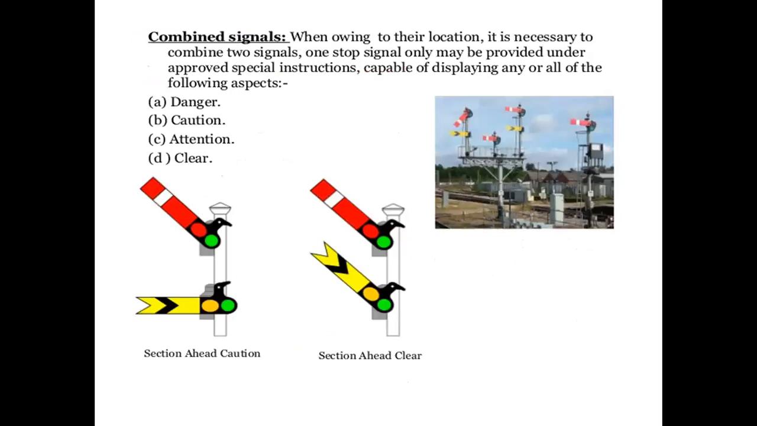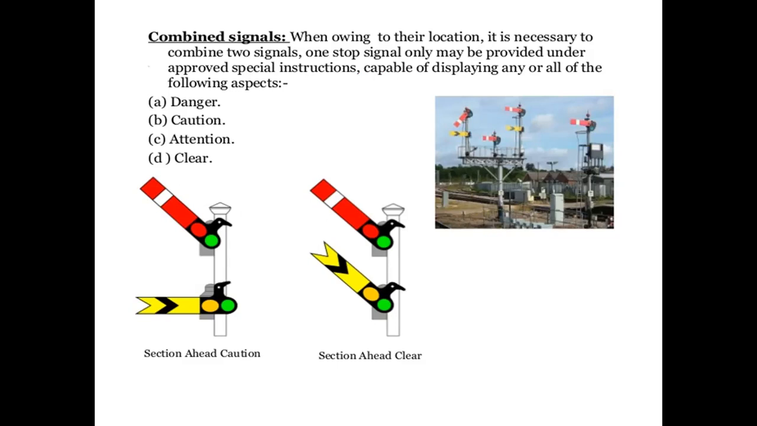The combined signals. When going to their location, it is necessary to combine two signals. One stop signal only may be provided under approved special instructions. They are capable of displaying any or all of the following aspects: danger, caution, attention, and also clear the locomotive or the train from that track.